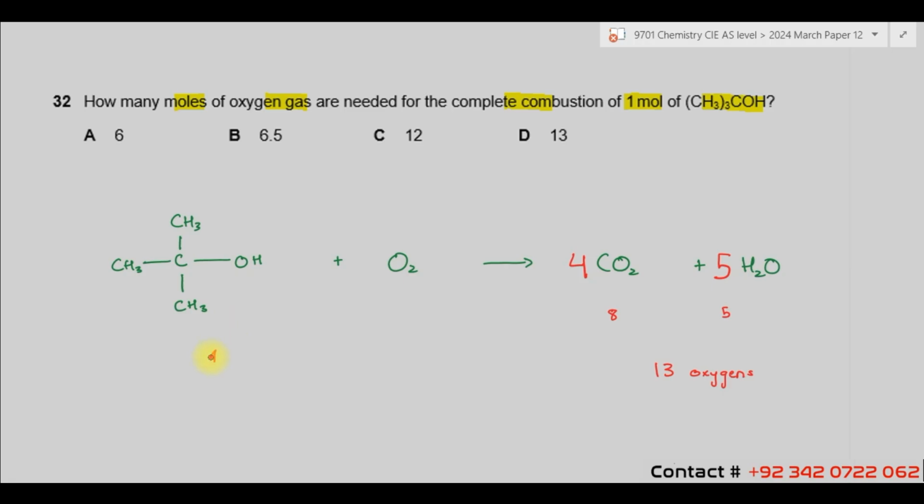We have 1 oxygen in tertiary alcohol and we need 12 more. So we can make it 6. 6 into 2 is 12. 12 and 1 become 13. So correct answer is A.